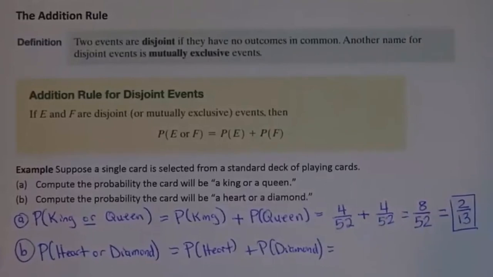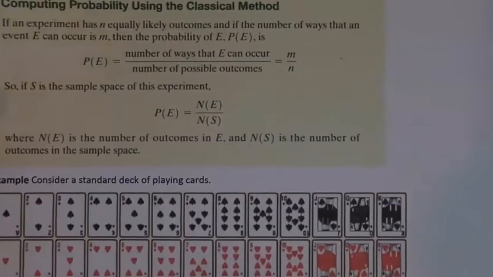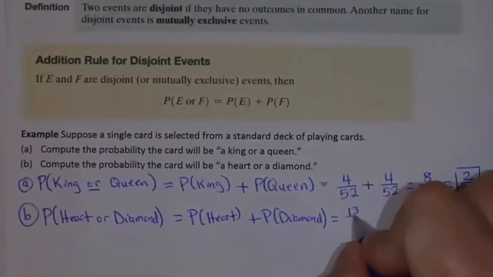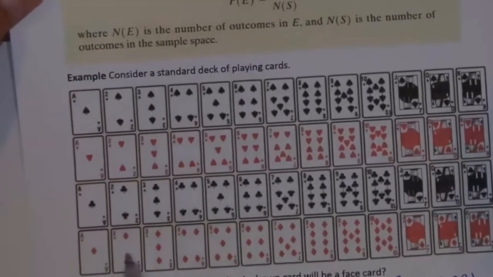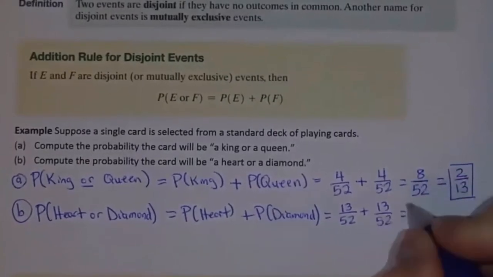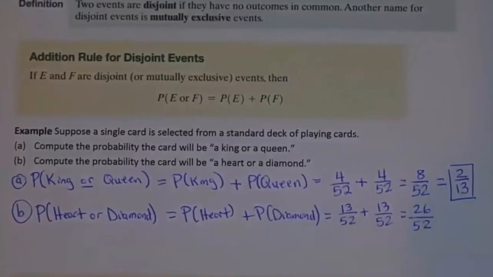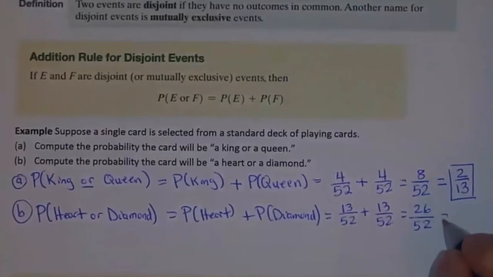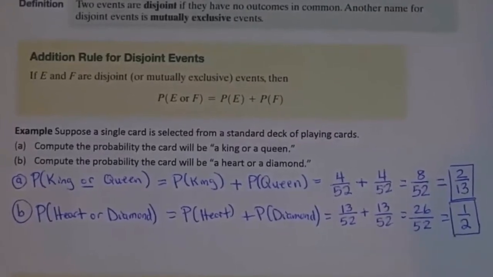If you're not familiar with playing cards, there are 13 hearts in the deck of 52 cards. So the probability of drawing a heart is 13 out of 52. There are 13 diamonds in the deck of cards, so the probability of drawing a diamond is 13 out of 52. 13 plus 13 is 26, so we get a probability of 26 out of 52. That will reduce to 1/2, since both can be divided by 26. And so we have a 1/2 probability of drawing a heart or a diamond.